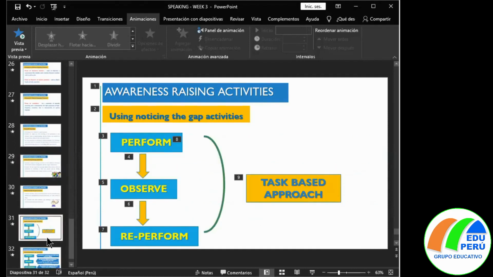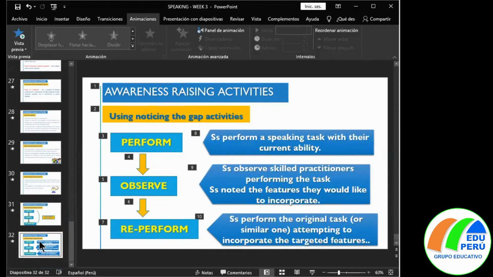And one of these is very common in the task-based approach. So we are going to perform something, then we're going to analyze it, observe, and then we're going to redo it or reperform it again, as in the example that you have here. All right, so next class we're going to talk about the other 2 processes: appropriation and autonomy. Remember, appropriation and autonomy.